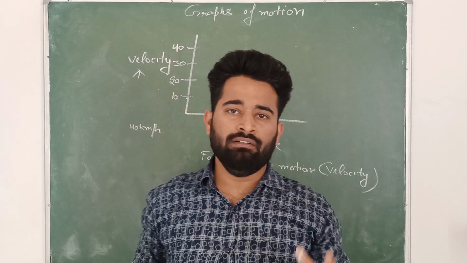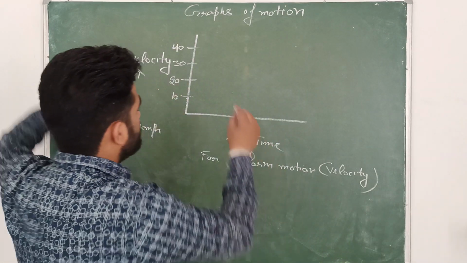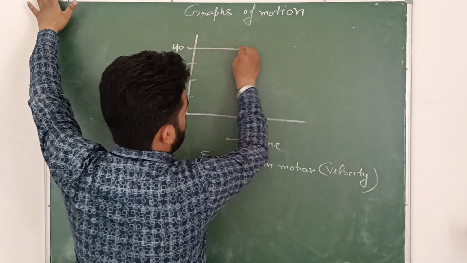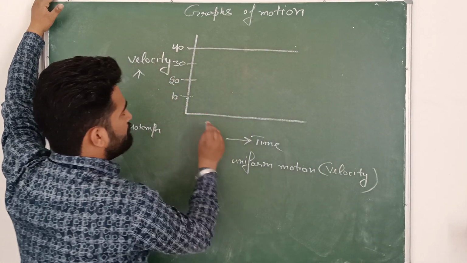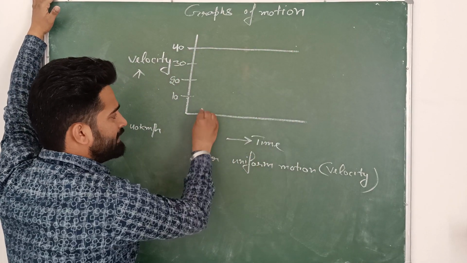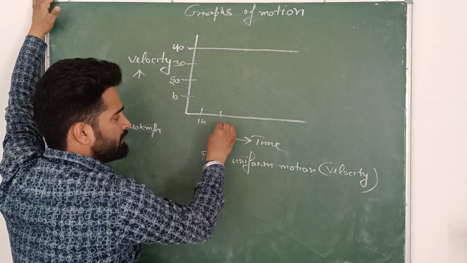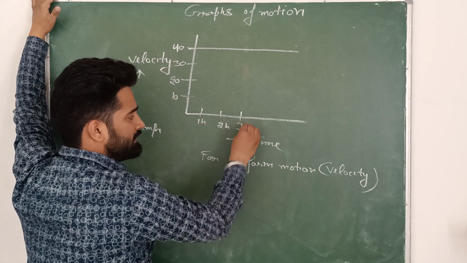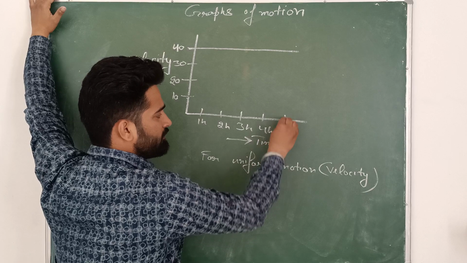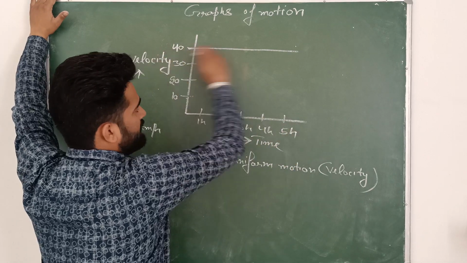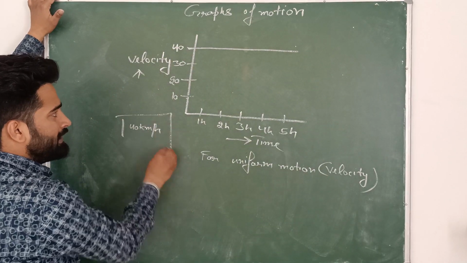then its graph will be parallel to the time axis, because the velocity is not changing with time. Whether the time is 1 hour, 2 hours, 3, 4, or 5 hours, that velocity is the same, that is 40 km per hour.